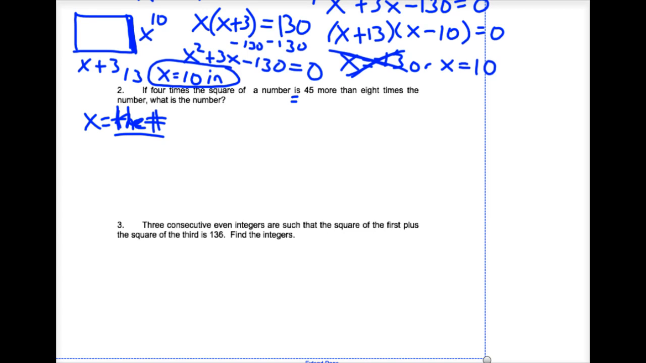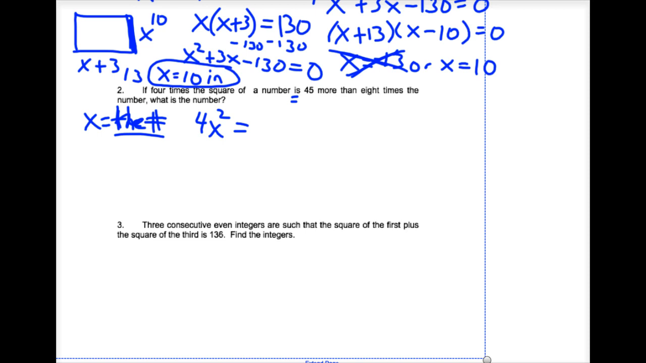4x squared. 4 times the square of a number. Look, there's our quadratic. We got x squared. And then there's your equal sign, guys. Everybody read the right side and try to write the right side of the equation. Read a few words at a time. Do it. Come on, you guys are all smart.